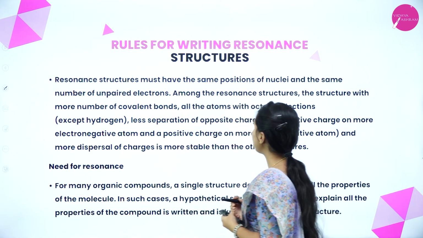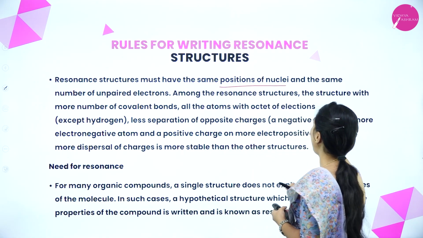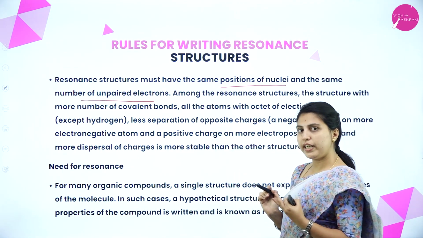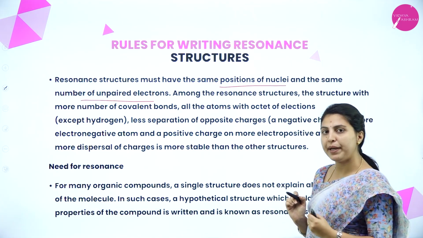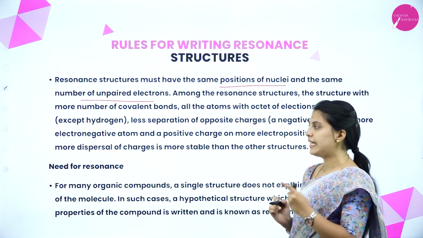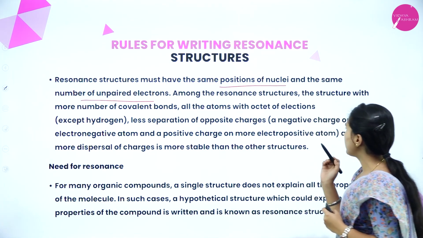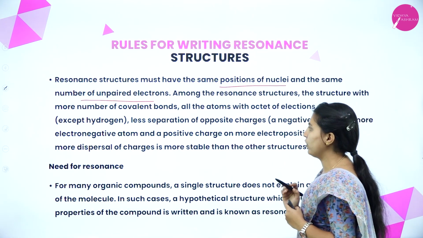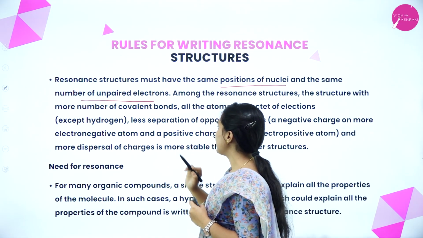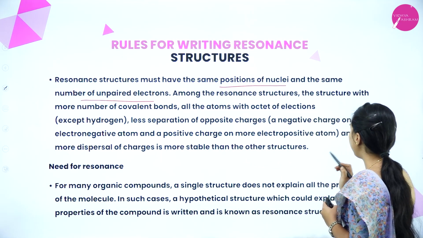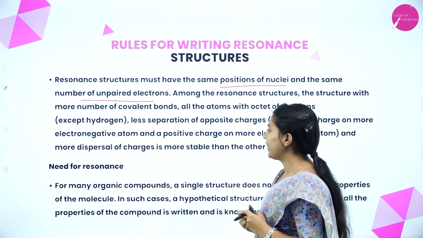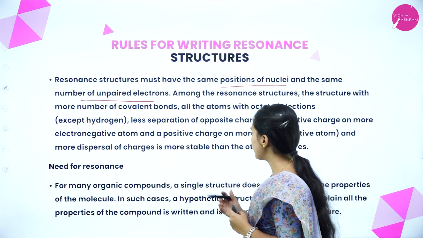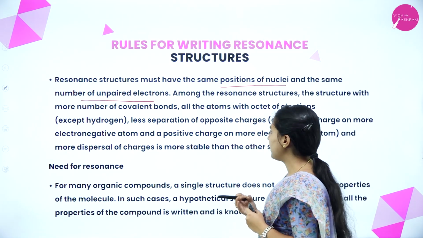Resonance structures must have the same positions of nuclei and the same number of unpaired electrons. Before writing or after writing, the structure should retain the number of unpaired electrons and the position of nuclei should be the same. Among the resonance structures, the structure with more covalent bonds, all the atoms with an octet of electrons except hydrogen, less separation of opposite charges, a negative charge on the more electronegative atom and a positive charge on the more electropositive atom, and more dispersal of charges is more stable than the other structures.